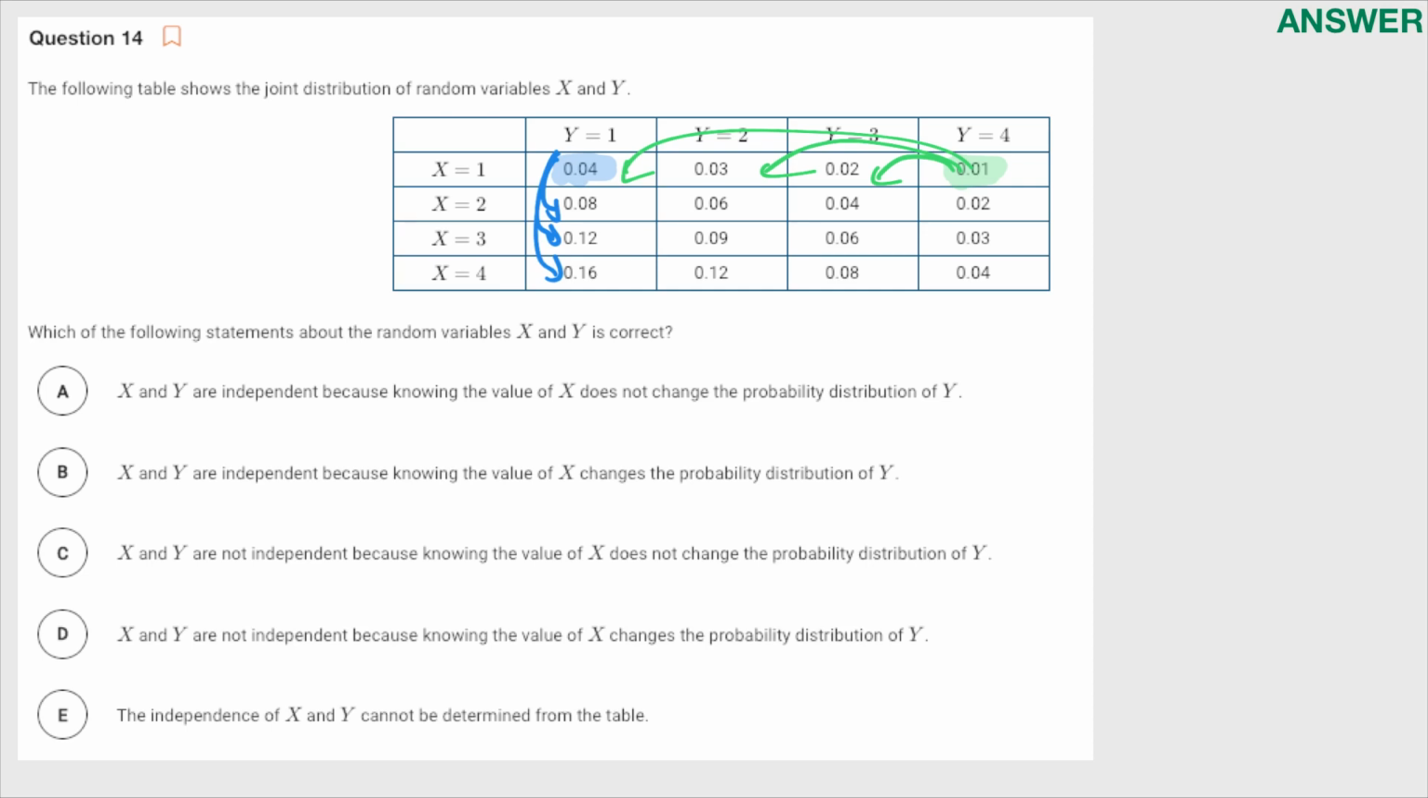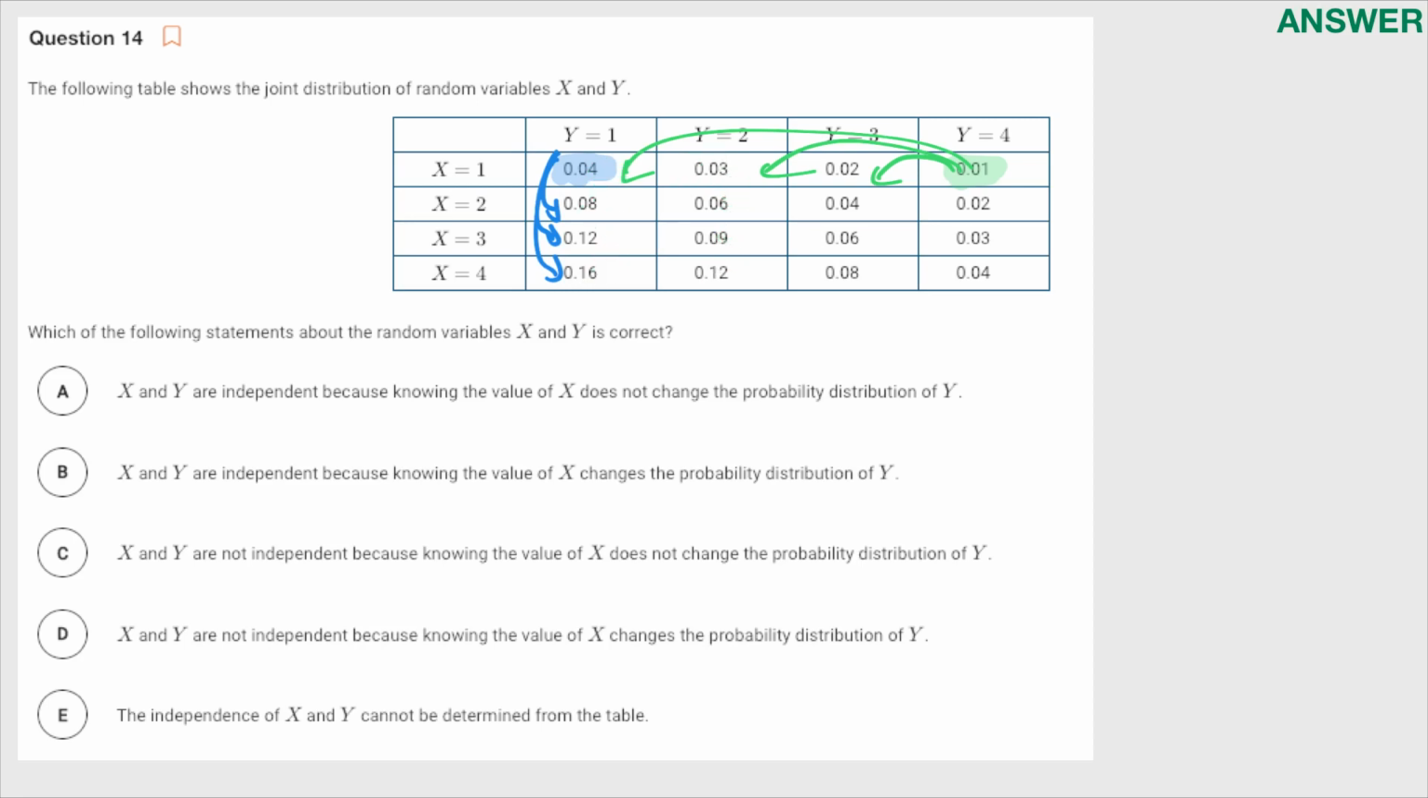So since the patterns are the same throughout the entire table, the two variables are independent. And the reason is the value of x does not change the probability distribution of y. Within each column, the multiplication pattern is the same. So knowing something about x does not change the multiplication pattern within y.